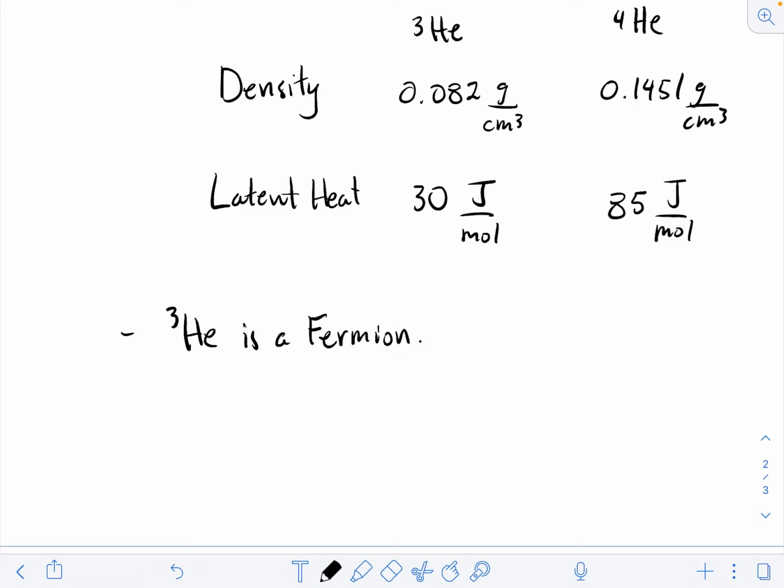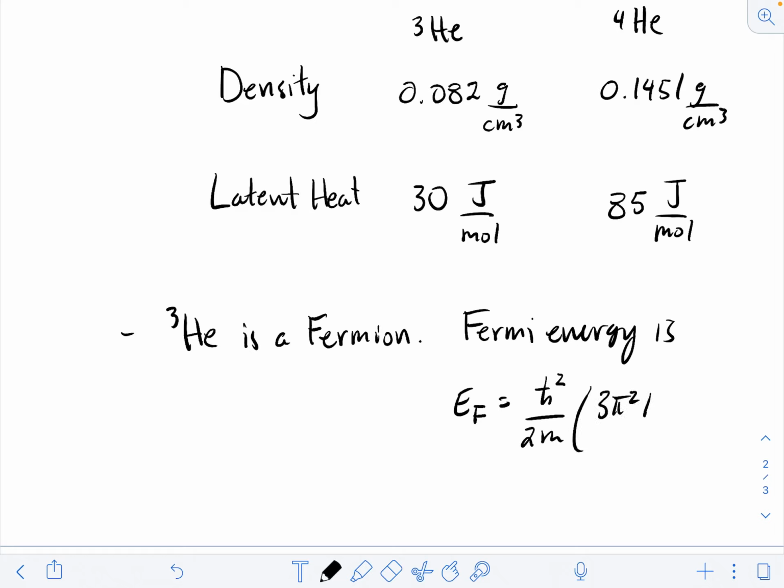And probably not for today, but we will eventually make use of the fact that its Fermi energy is what we calculated last time for a three-dimensional system: h bar squared over 2m, times 3 pi squared n over L cubed, or the volume, alternatively, all to the 2/3 power. So those are the basic things that we know.